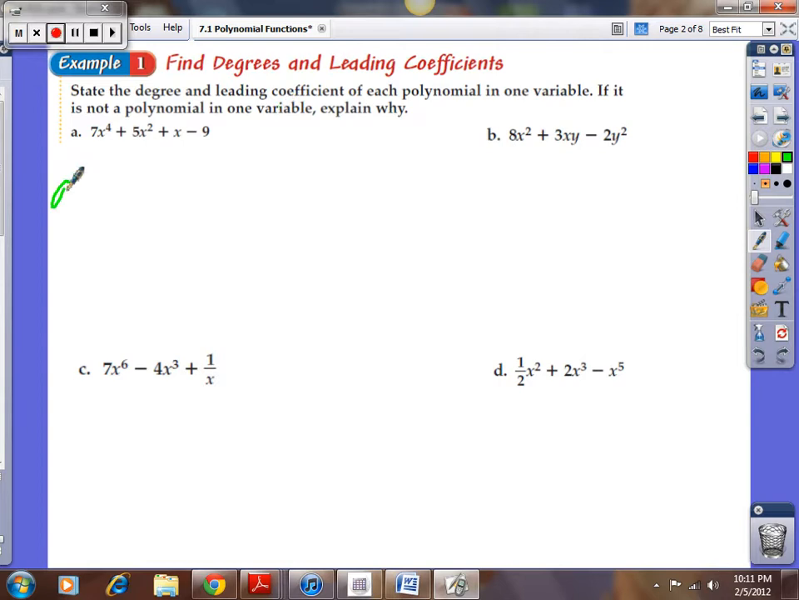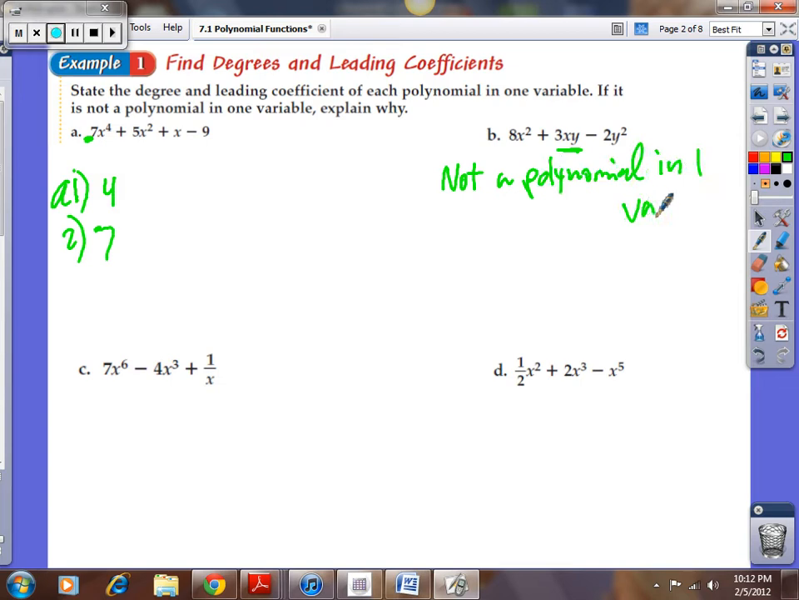Okay, A. The degree is the highest exponent, so the degree is going to be 4, and then the leading coefficient, I guess I'll say this is part 1 and part 2. The leading coefficient is this guy right here, 7. B, it's kind of a trick question. There's an x and a y, so this is not a polynomial in one variable. So that's all you got to put, and you're done. Can't do much to it.